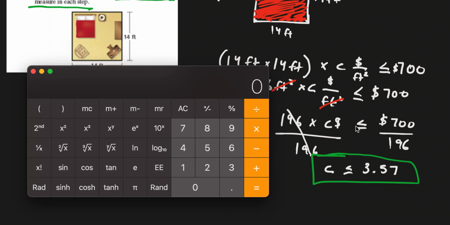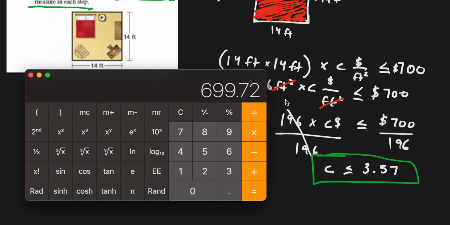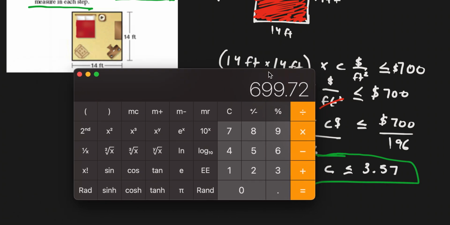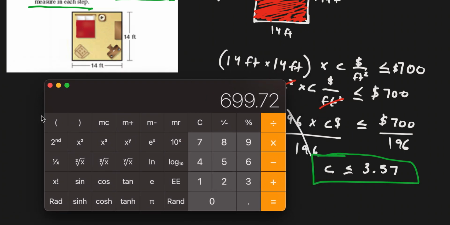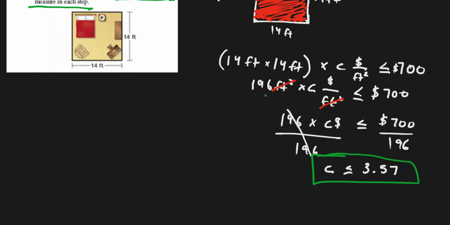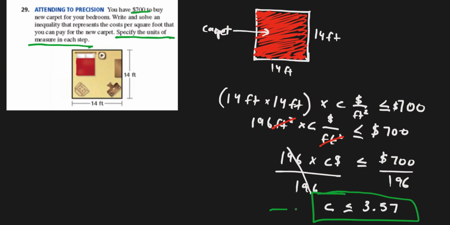But if we round it down, 3.57 is still less than 3.57 something. This is actually going to be less than 700, and this fits our budget perfectly fine as an approximation, of course. And so this is what you want. The cost has to be less than roughly $3.57. We would be fine for this carpeting. And so whichever company provides carpeting for this cost, we would go and buy.